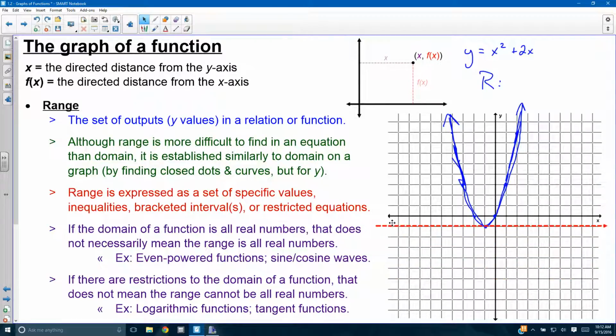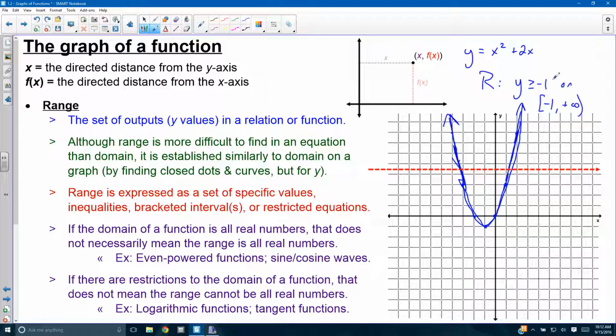The lowest I ever go is -1. And I only go upward from there as far as scanning goes. So what y values can I have? Anything greater than or equal to -1. And of course, in interval notation, including -1, not including positive infinity, such as that.